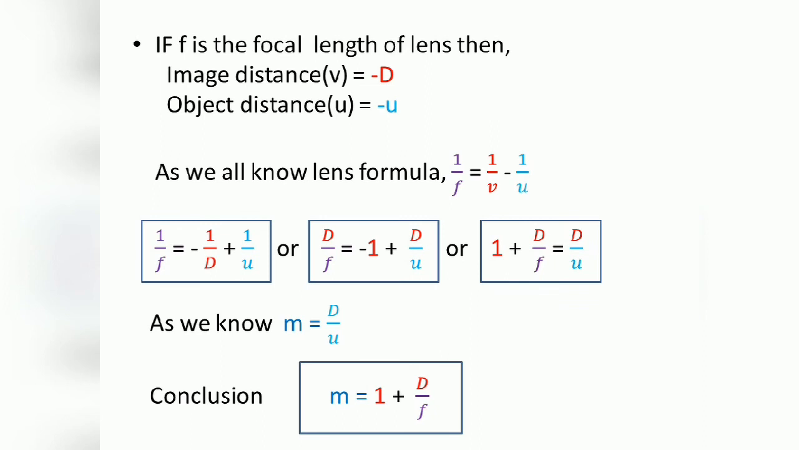As we know, M equals D upon U. Conclusion: M equals 1 plus D upon F.